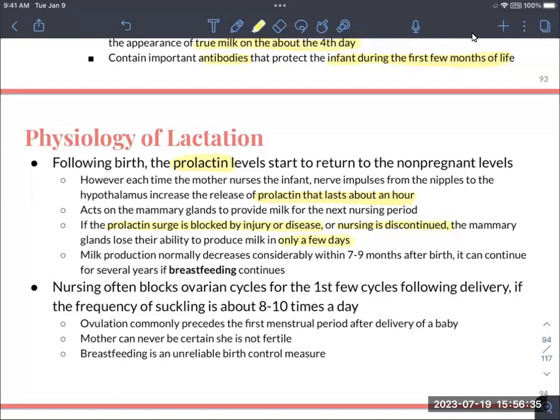Milk production already starts to decline within 7 to 9 months after birth, but it can continue for several years if breastfeeding continues. Nursing tends to block the ovarian cycles, especially for the first cycle following delivery, if the frequency of suckling is 8 to 10 times a day. Ovulation usually precedes the first menstrual period after delivery, so mothers can never be certain if they're fertile while breastfeeding, especially in the first months. So breastfeeding is an unreliable birth control measure.